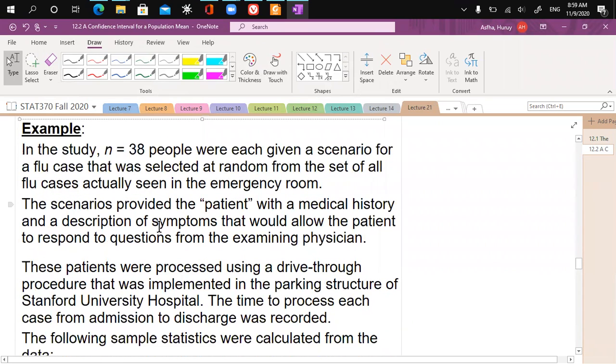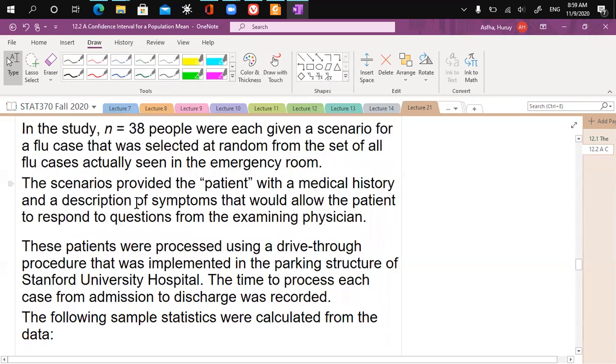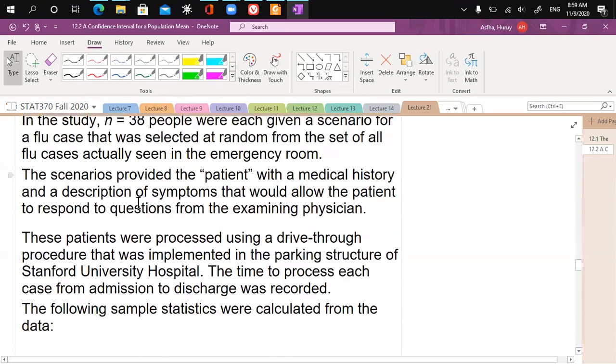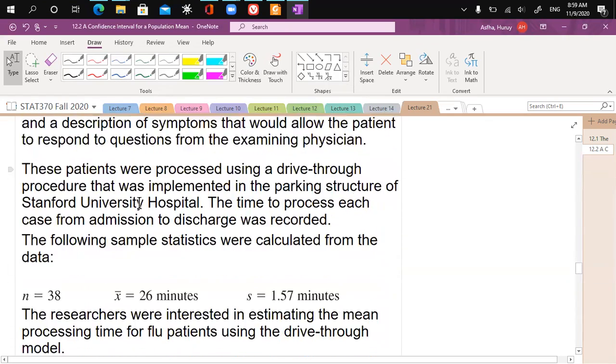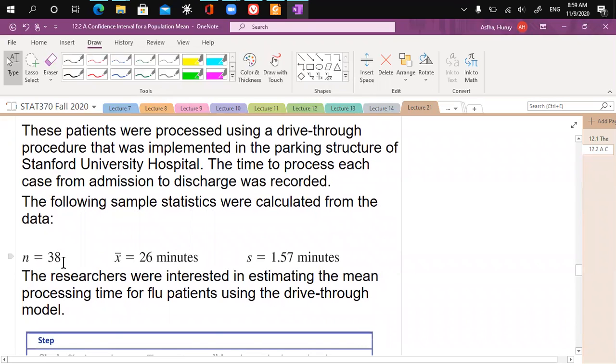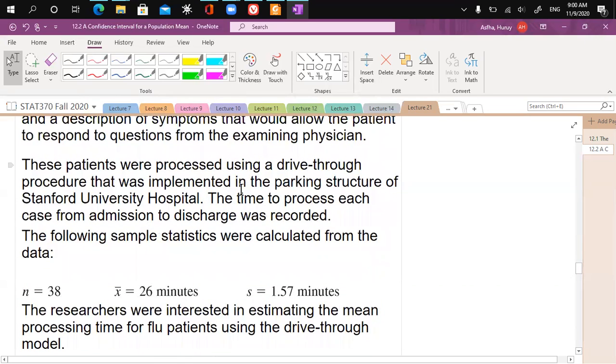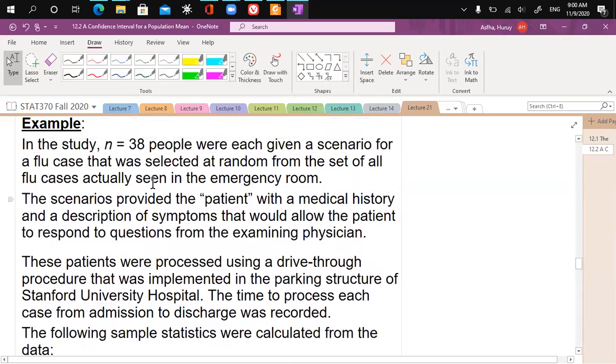Okay, now let's look at this example. We have n equals 38, x bar is 28 minutes, and the sample standard deviation s is 1.57 minutes. The researchers were interested in estimating the mean processing time for flu patients using the drive-through model. Okay, so they were trying to study this, and they did some survey. You can pause this and read it if you want.